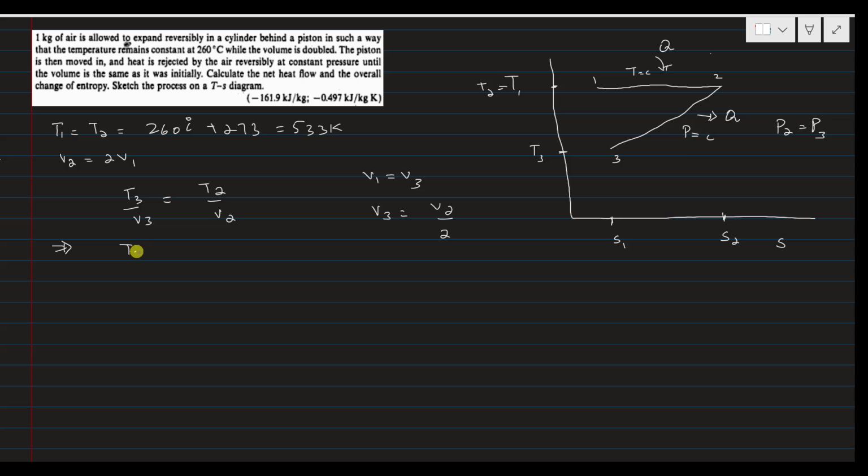So the final temperature T3 that we need is equal to T2 multiplied by 1 over V2 multiplied by V3, and V3 is equal to V2 divided by 2. So this V2 cancels out with this V2, and the temperature T2 is 533 Kelvin. 533 divided by 2, you will get the temperature T3 equal to 266.5 Kelvin.